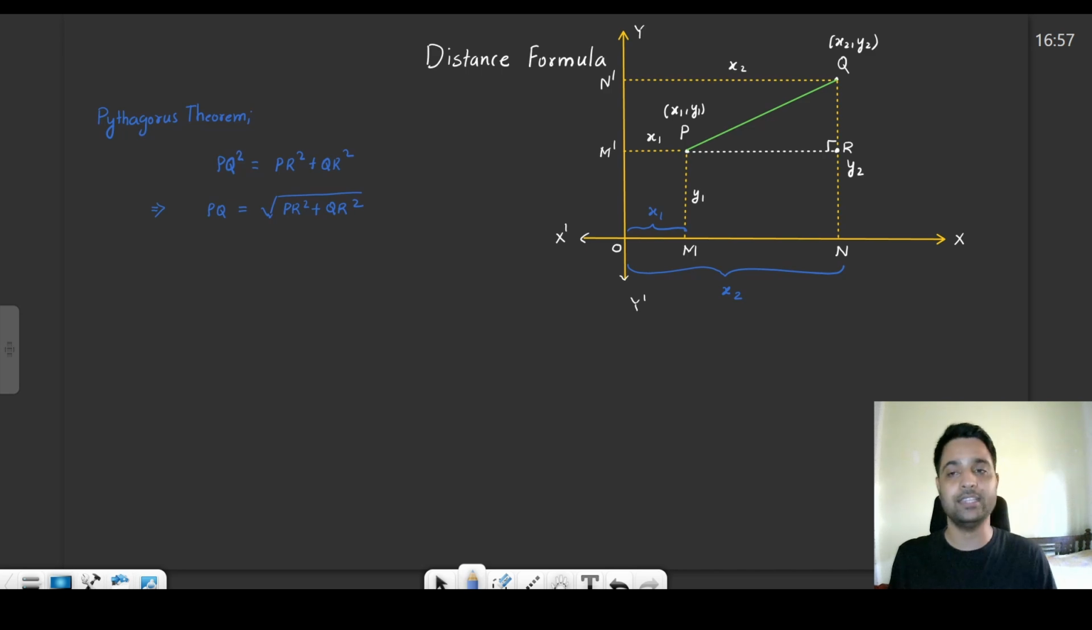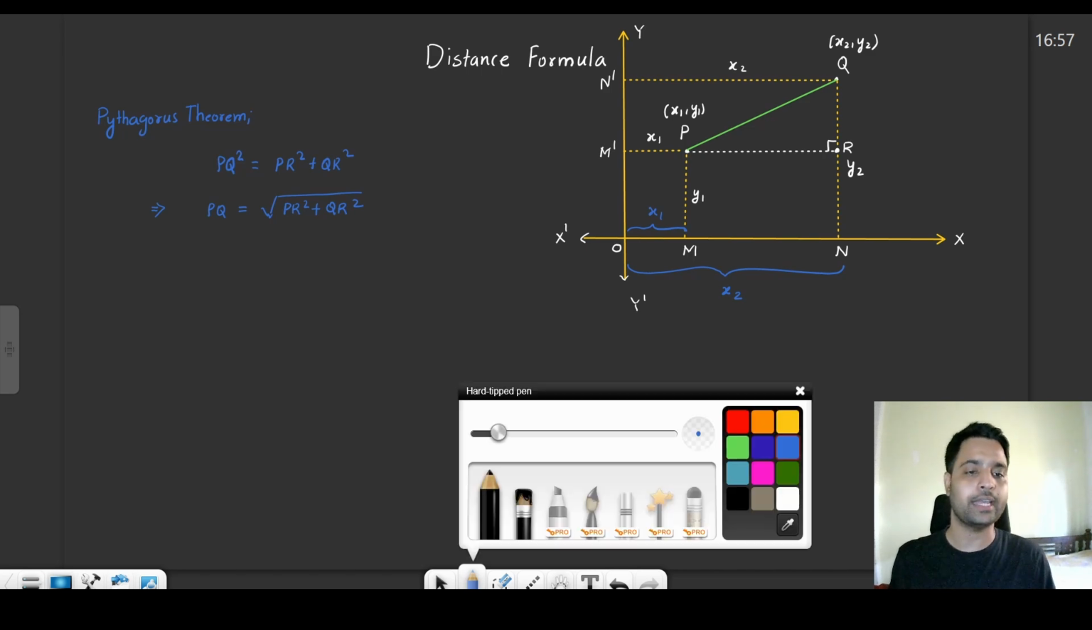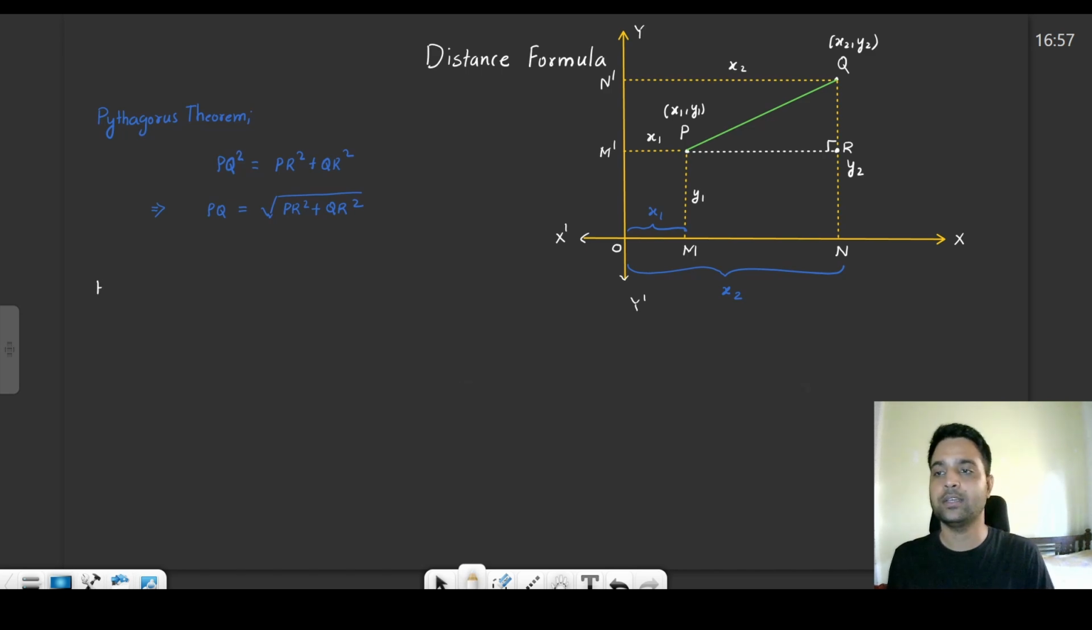Here PR will be equal to ON minus OM. It's very simple. What is ON? It is x2. What is OM? It is x1. Got it? So PR is equal to x2 minus x1. This is PR.